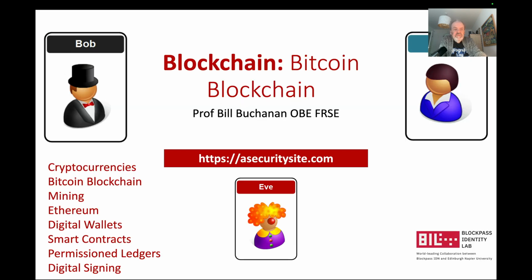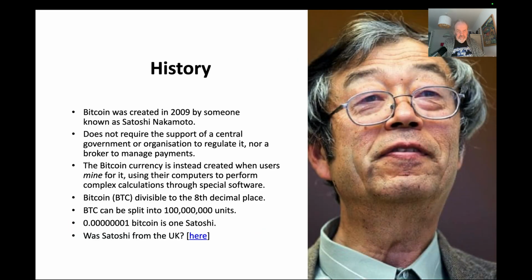Okay, so there's some of them there. So now let's look in some detail at the Bitcoin blockchain network. As I said, it was created in 2009 by Satoshi Nakamoto. It has no centralized governing organization that regulates it. It uses a mining process to create the new currency and to create a consensus.